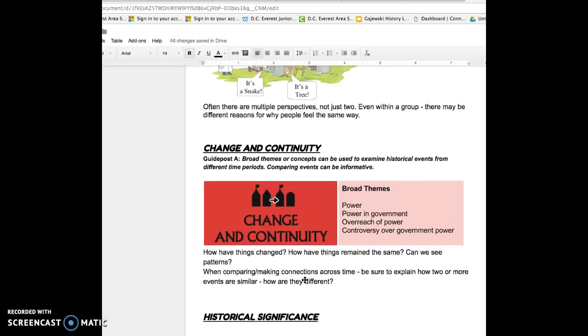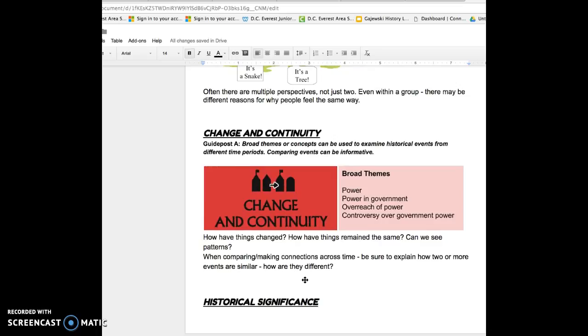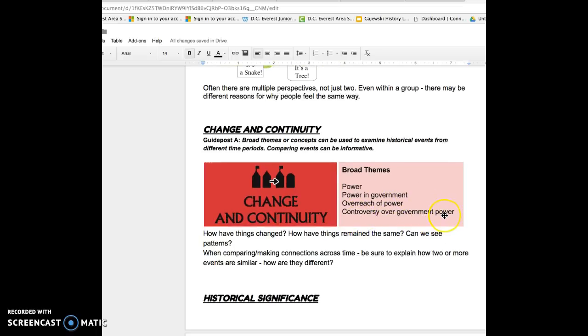And then we're looking at change and continuity, another skill. And this skill is going to talk about using some broad themes to connect historical events from different time periods. I know you young gentlemen and ladies are excellent at this. Some broad themes, you might use power, but power is maybe a little broad, so maybe just looking at power in government, or overreach of power, or controversy over government power. How much power does the government have? You're going to need to take a look at that, because this idea of power was so important.